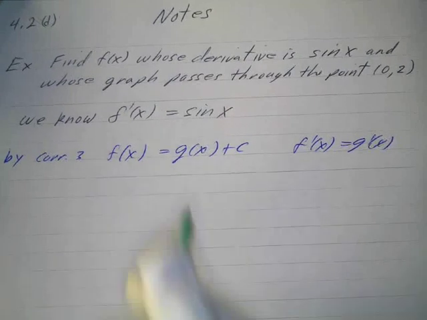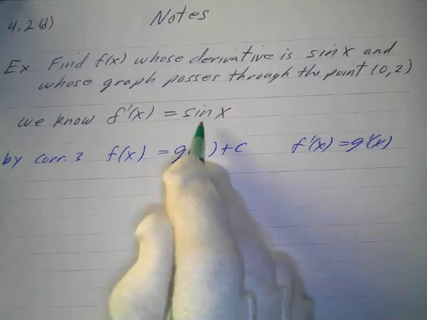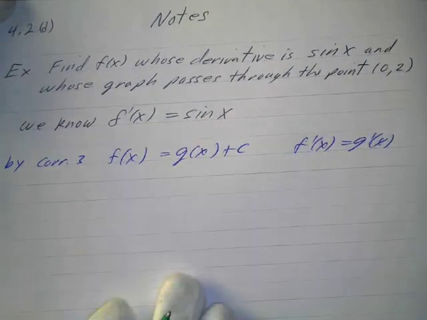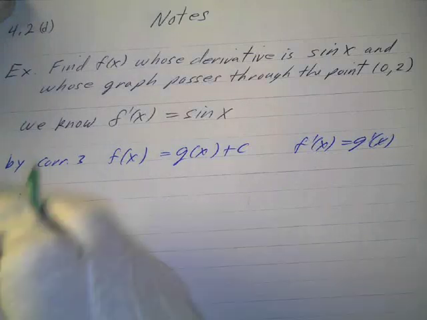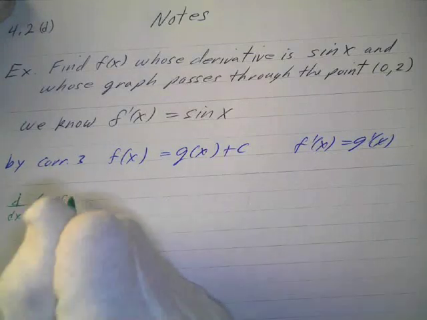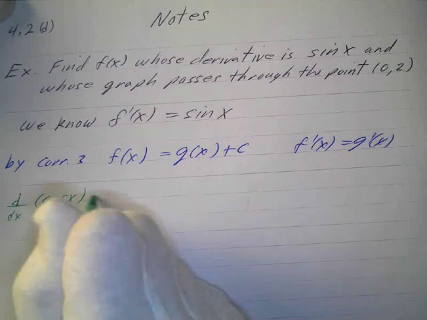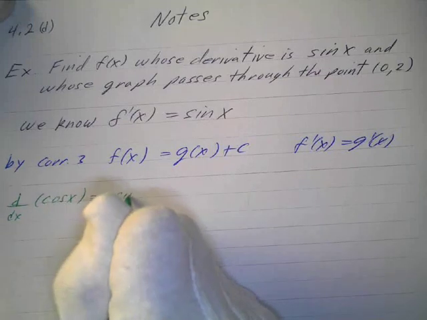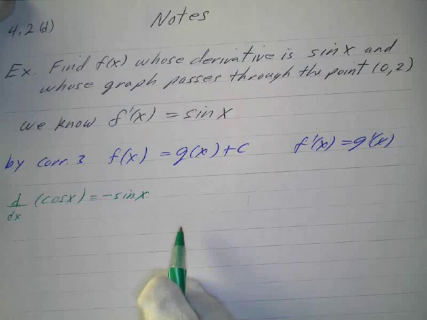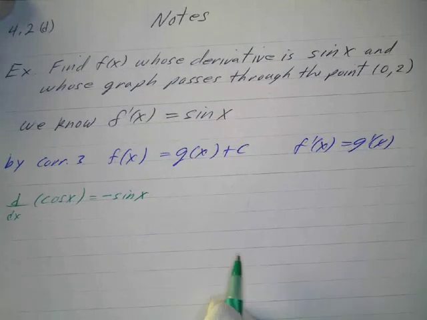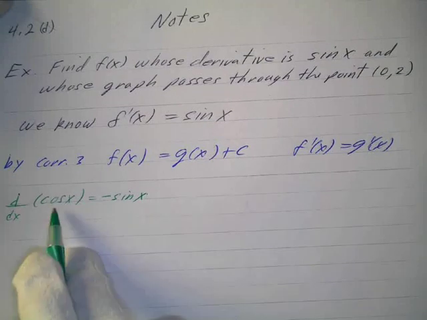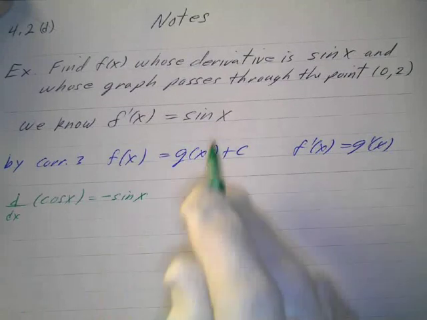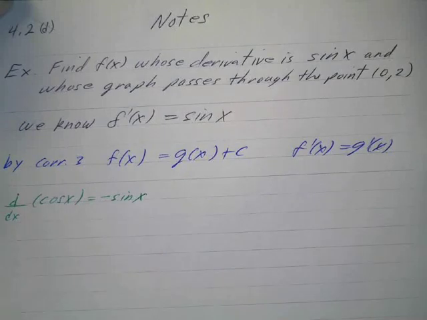Now let's go back and figure out what function is going to have a derivative of sine of x. Let's review. We know that the derivative with respect to x of the cosine of x is negative the sine of x. So we're almost there except for a negative sign. In other words, we're looking for f of x. If f of x was the cosine of x, the derivative would be negative sine of x, so we're almost there.